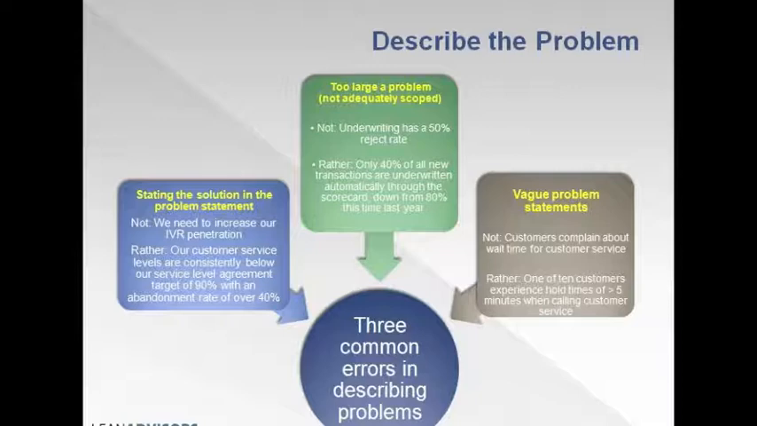You know, we need to increase our IVR penetration. Okay, so you just told me what I need to do, as opposed to saying our customer service levels are consistently below our service level agreement with a target of 90%, with an abandonment rate of over 40%. Okay. Now, what you've done in that second statement is you've presented the problem in a fashion that allows me to start using some of my creativity and start saying, let me look around. The first statement, all it's doing is put me on a railroad track to fix this problem. And when they fix that problem and it doesn't solve the issue, you're immediately going to say, well, that didn't work. Wrong. First thing you have to do is describe the problem in detail.